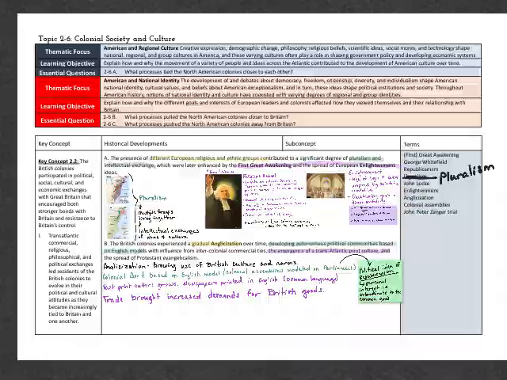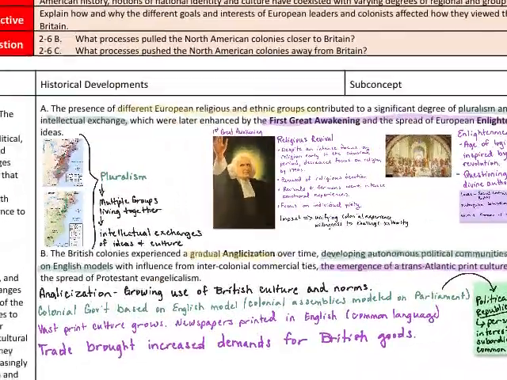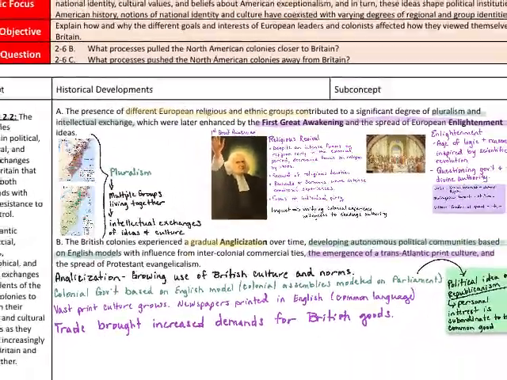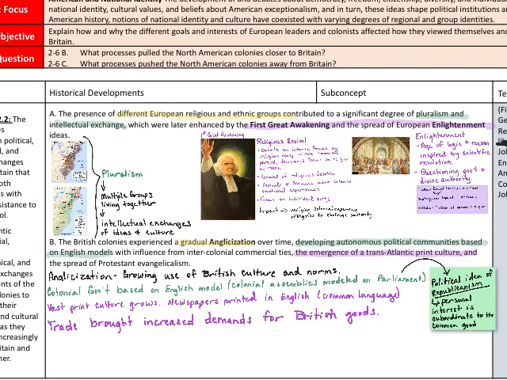So for subtopic A, the presence of different European religious and ethnic groups contributed to a significant degree of pluralism and intellectual exchange, which were later enhanced by the First Great Awakening and the spread of the Enlightenment. So we're first going to look at the different religious and ethnic groups, then we'll talk about pluralism and intellectual exchange, and then the First Great Awakening and the Enlightenment.